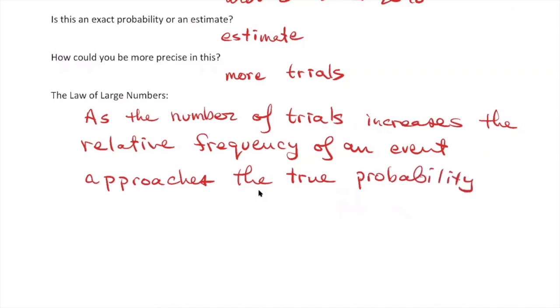And then I might say that we will never really know exactly the true probability. Actually, I'll leave that out. But generally speaking, whenever you use relative frequencies to estimate a probability, it's always just an estimate.